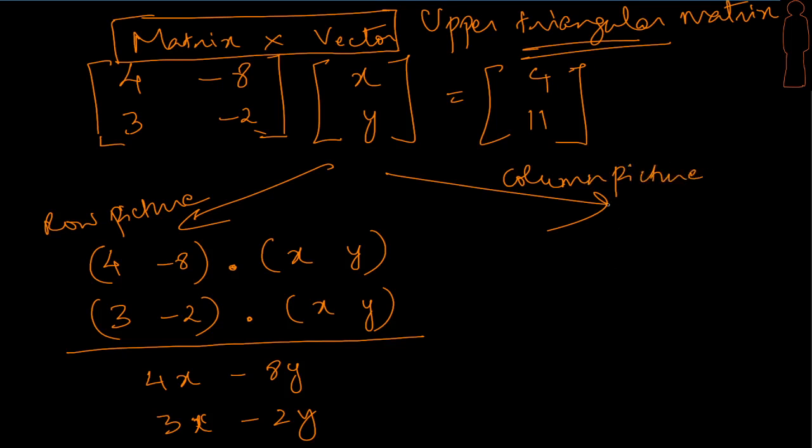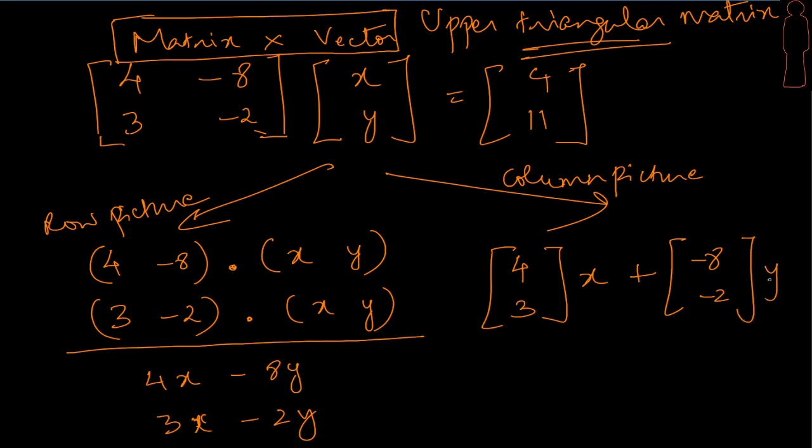This is what we had written down quite earlier in the last session also. So now let me write this down as 4 and 3 as the column times x, the first component, plus minus 8 minus 2 times y is equal to 4 and 11. Now what does this convey? This talks about what linear combination, right?